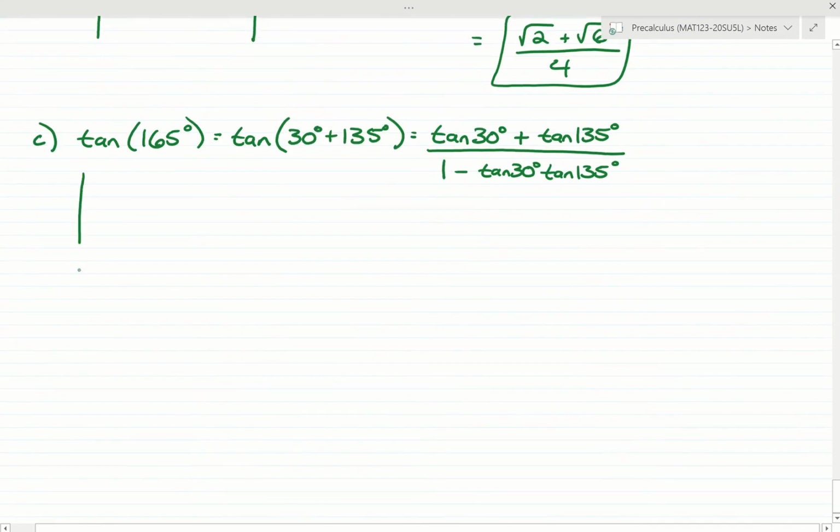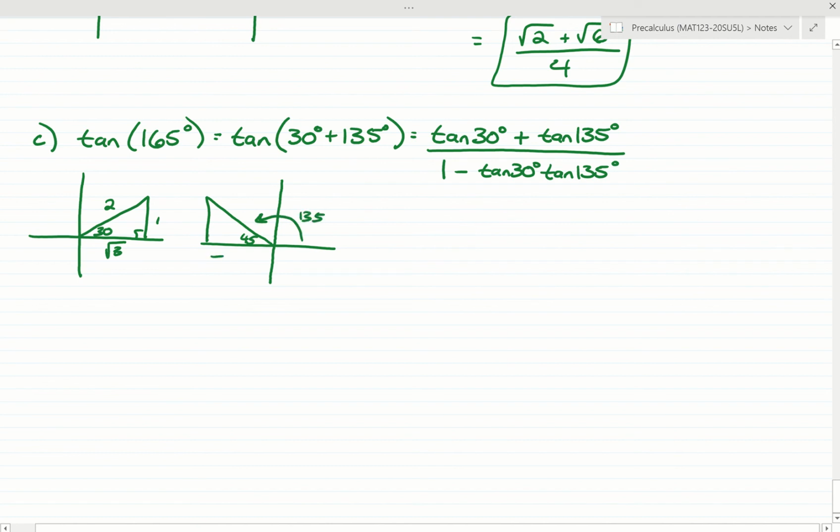Okay, so we have to draw 30 degrees, so we know what to plug in here. We get 1, 2, and root 3. And we have to use 135. 135 is going to be over here with a 45-degree reference angle. Remember, anytime you go left or down, that's a negative side. So this would be negative 1, 1, and root 2. So let's plug in and see if we could figure this out.